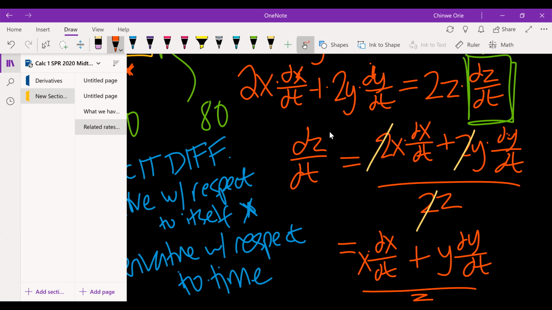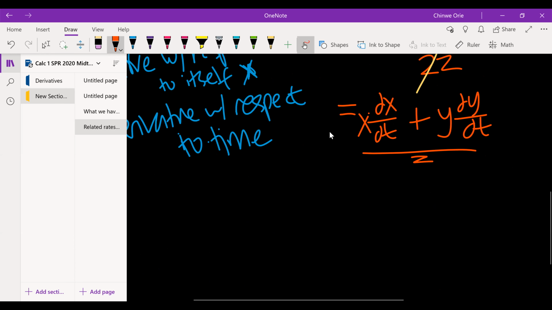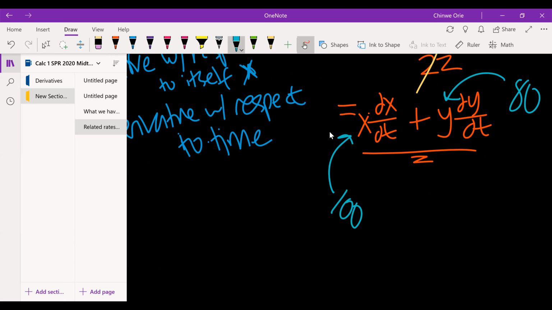Okay. Now it's time to plug in our numbers. So what are our numbers? What's x going to be? We already defined that, right? We already defined x as 100, and we defined y as 80. What's dx over dt? Is that the 500? That is the 500.